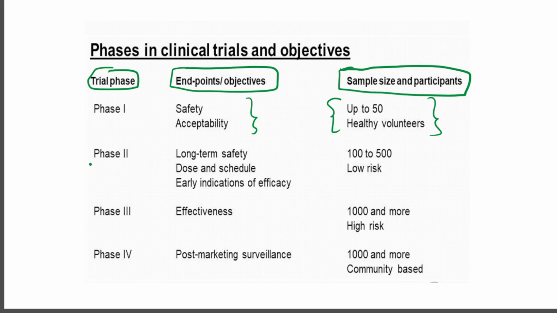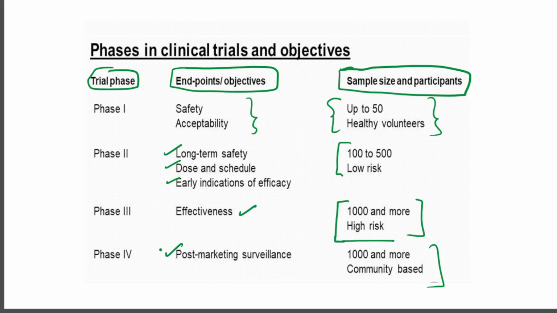Also to mention, there is phase 2. In phase 2, the objectives are regarding the long-term safety, dosing and scheduling, and then early indications of efficacy. And the sample size will be between 100 to 500. In phase 3, the objectives will be regarding the effectiveness. The sample size will be between 1000 and more than 1000. And phase 4 speaks about post-marketing surveillance. And once again, the sample size will be 1000 and more than 1000 based on the community.